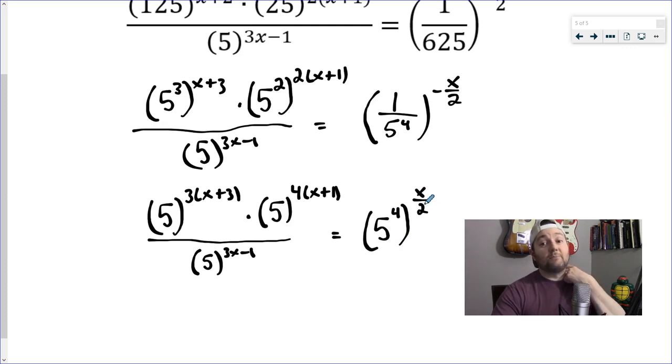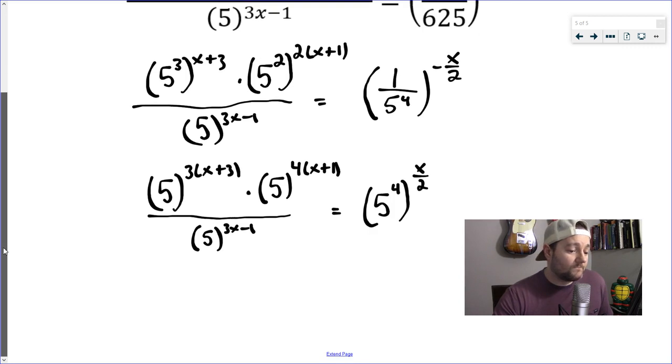Common mistake, flipping that exponent. Seen it a billion times. We, here at Math with Mr. Barnes, we flip bases and not exponents. Keep that in mind, okay?